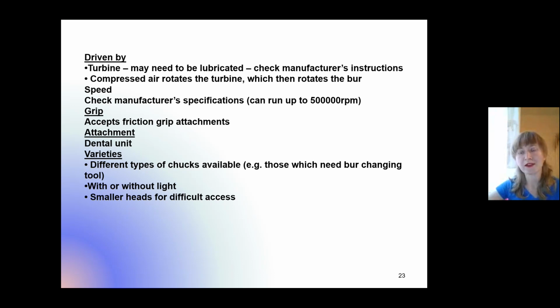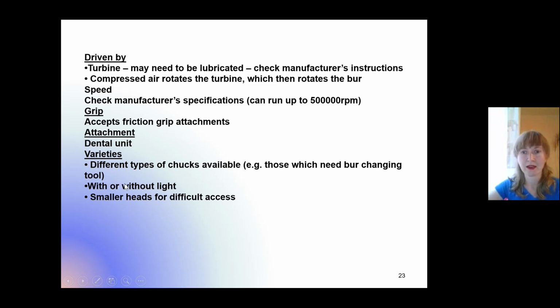Of course, prior to using any device, it is necessary to read and learn the manufacturer's instructions very carefully. Compressed air rotates the turbine, which then rotates the burr. So they need air compressors. Speed of these high-speed handpieces can be up to 500,000 revolutions per minute. They accept friction grip attachments, so please memorize these friction grip attachments. And handpieces are attached to dental units.